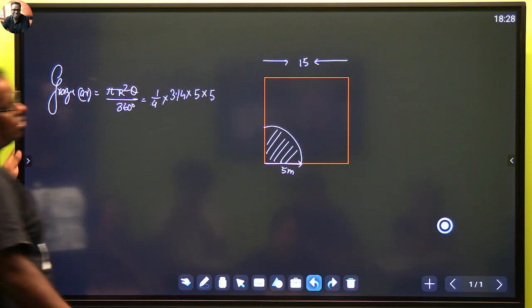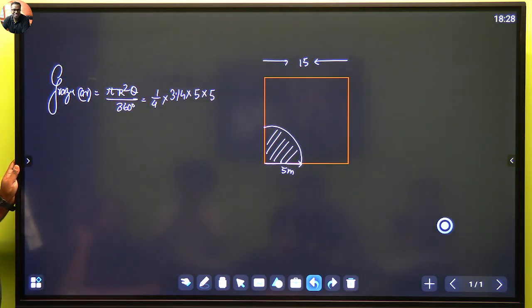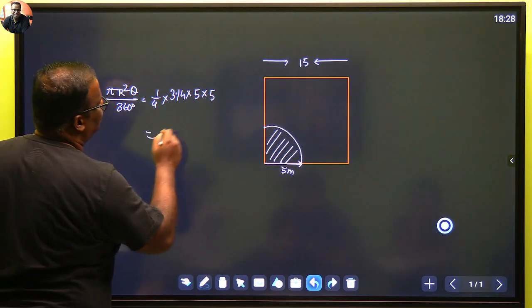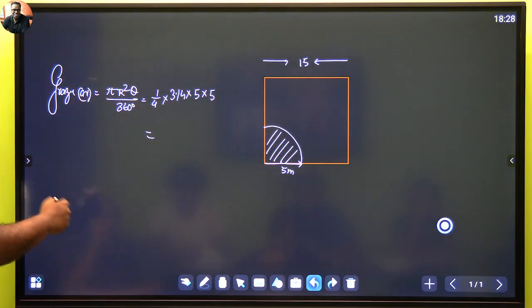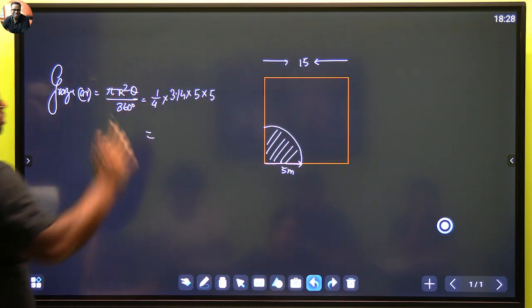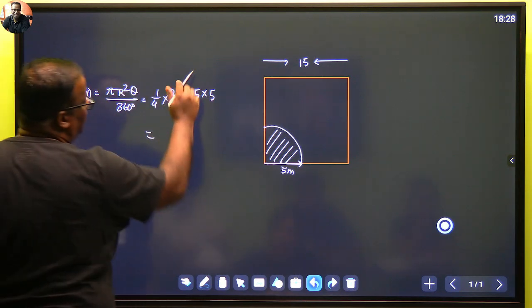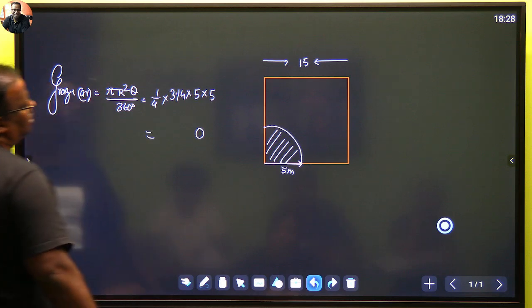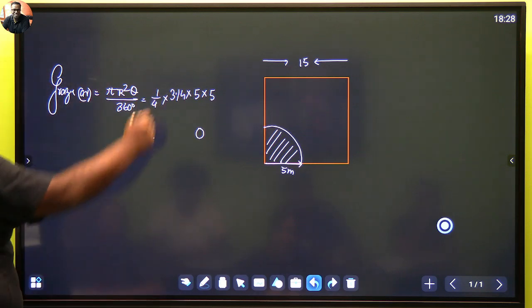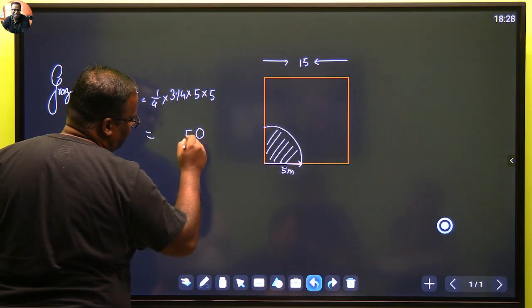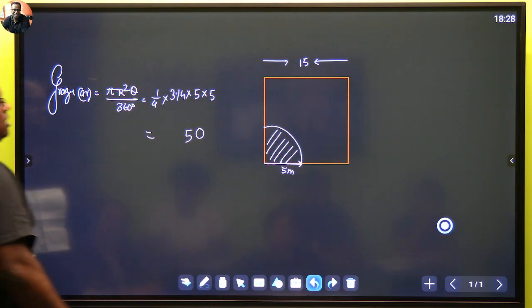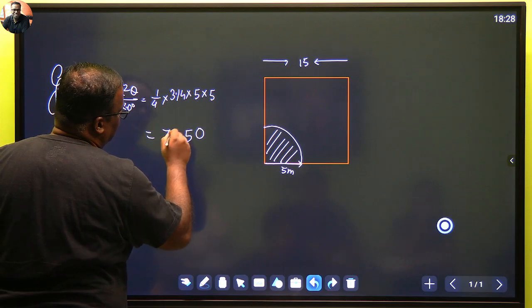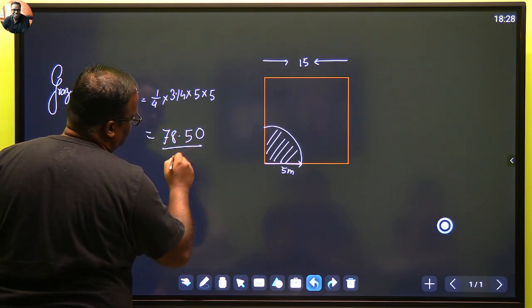5 into 5, 25. Okay, let's do this. So 5 into 5 is how much? 25. Multiplying 25 by 3.14 is very easy. 25 into 4 is 100. 10 carry over. 25 ones are 25 plus 10, 35. 3 carry over. 25 threes are 75. 75 plus 3 is 78. Point after 2 places, upon 4.